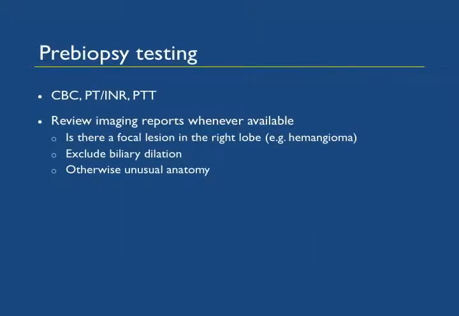For pre-biopsy testing, we suggest at the minimum CBC for platelet count and coag such as INR and PTT. I also like to review imaging reports whenever they're available. For example, is there a large focal lesion in the right lobe, such as a hemangioma? Also to exclude biliary dilation, which can increase your risk of bile leak after a biopsy, or otherwise unusual anatomy that you might not otherwise be aware of.